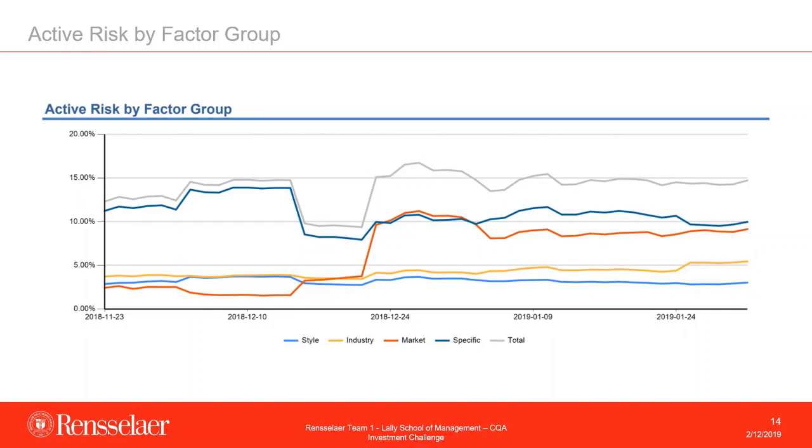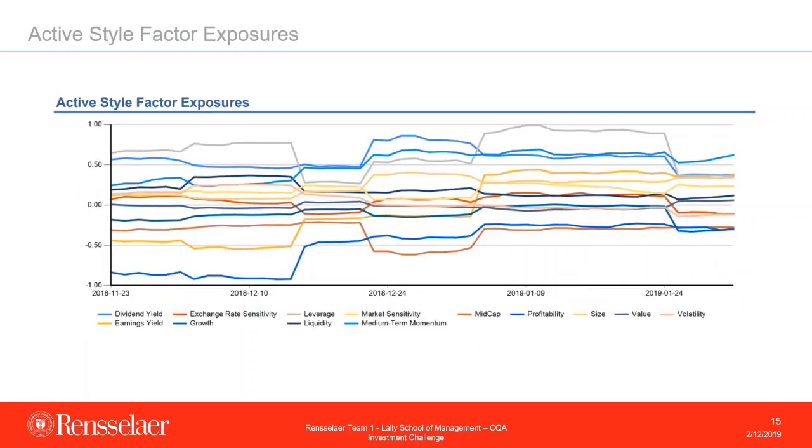Here is the active risk factor by group. This is a time series of our risk. The majority of our factor risk came from specific and market factor tilts. This is the active style factor exposures chart. On this chart, there's a consistent exposure between value, volatility, and growth. This relates to the earlier chart as the drivers for risk.